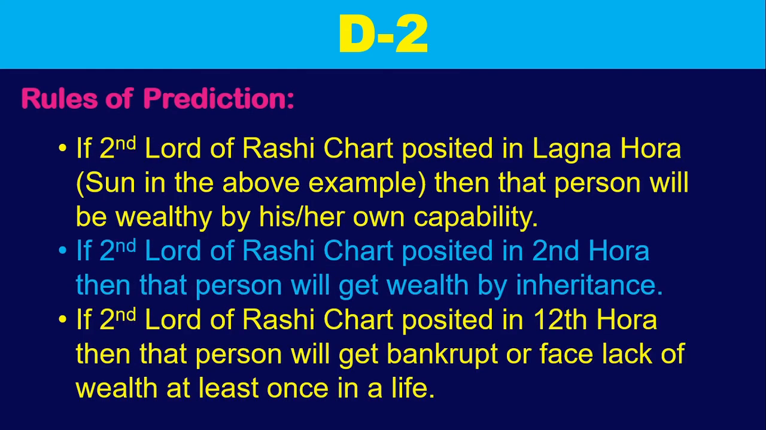If the second lord of the Rashi chart is posited in Lagna Hora, Sun in the above example, then that person will be wealthy by his or her own capability. If the second lord of the Rashi chart is posited in the second Hora, then that person will get wealth by inheritance. If the second lord of the Rashi chart is posited in the 12th Hora, then that person will go bankrupt or face lack of wealth at least once in life.